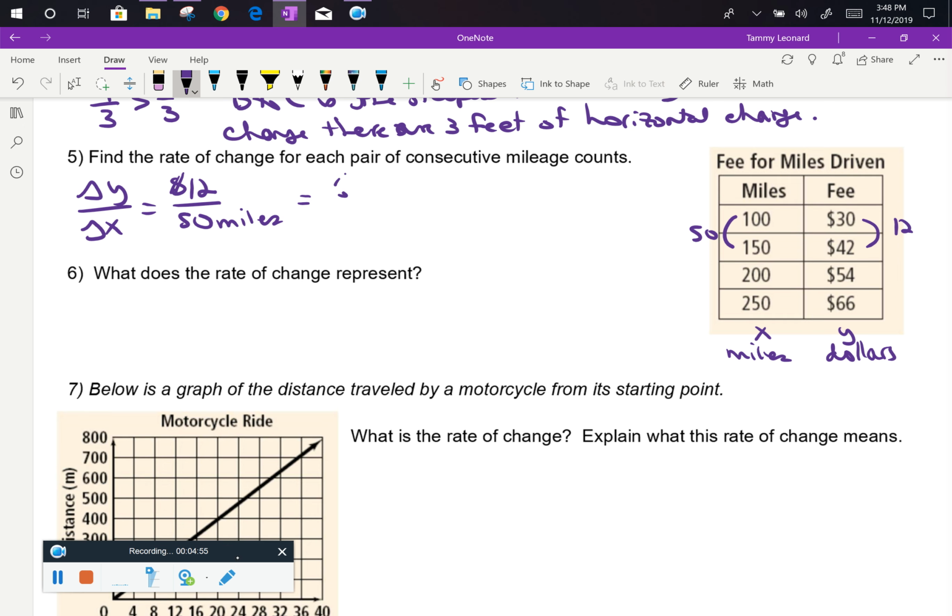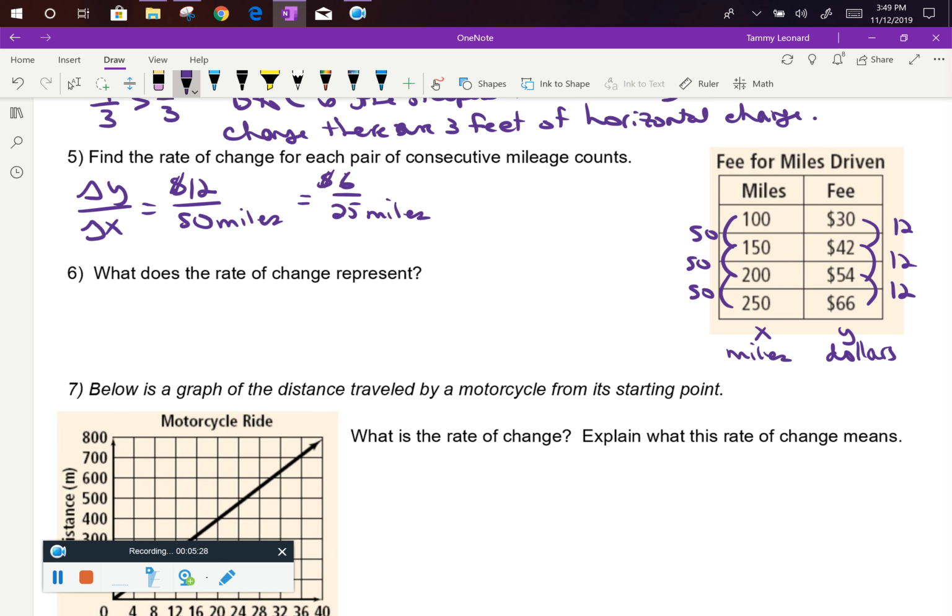That reduces to 6 over 25. Now, if we look at the next mileage count, from 150 to 200, that's 50. And from 42 to 54 is 12. Notice that's the same rate of change. And then the next pair, we have 200 to 250, that's a change of 50. And 54 to 66 is a change of 12. So this is $6 per 25 miles throughout the entire table.